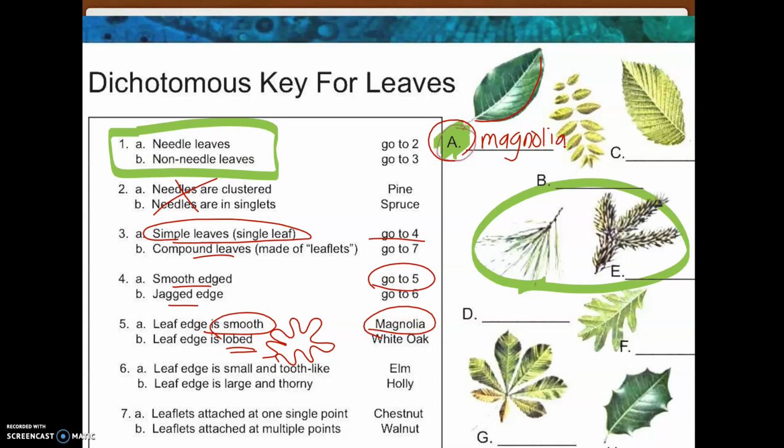Now notice, you can't just look through and just pick, like, oh, starting anywhere in the middle and then just work your way down. You always need to start from the top and work your way down. Because sometimes you might have, like, smooth and lobed in more than one place. But if you were never sent to step 5, if it said to go to 6, then it's definitely not going to be either one of these. So that's how you're going to use a dichotomous key.